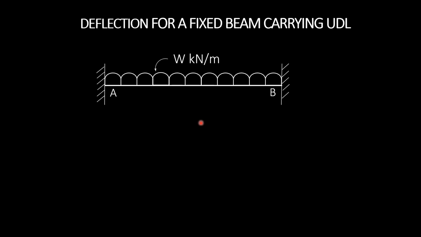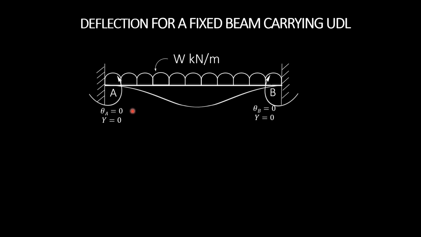In this lecture, we are going to find out the deflection for a fixed beam carrying UDL. For a fixed beam, the slope and deflection at end supports is equal to 0. That means the slope theta A and theta B is equal to 0 and deflection YA and YB is equal to 0. Why the slope and deflection is equal to 0? This is due to the restraining couples or restraining end moments acting at both the supports. The slope and deflection is equal to 0 at the end supports.